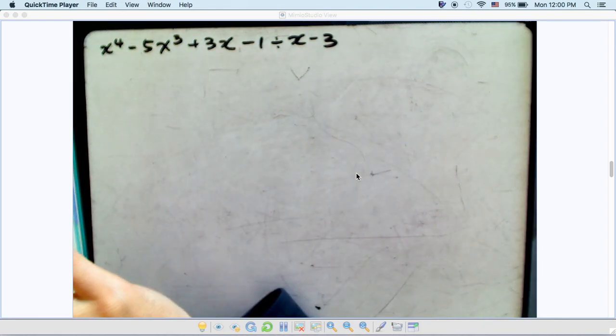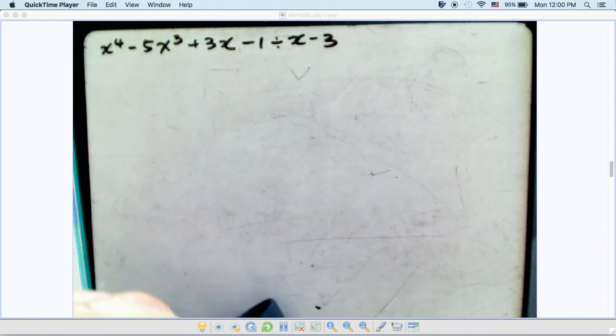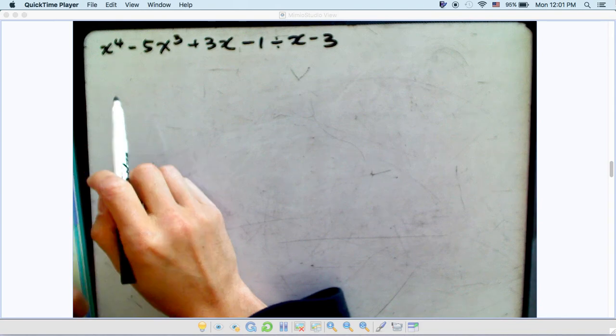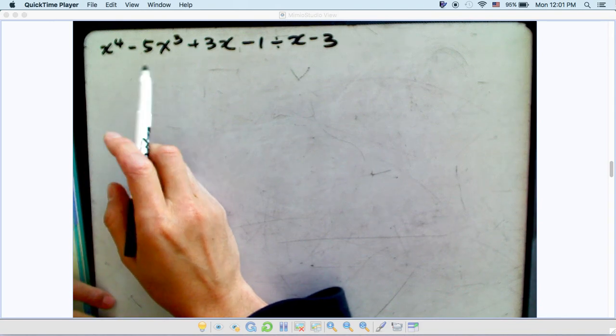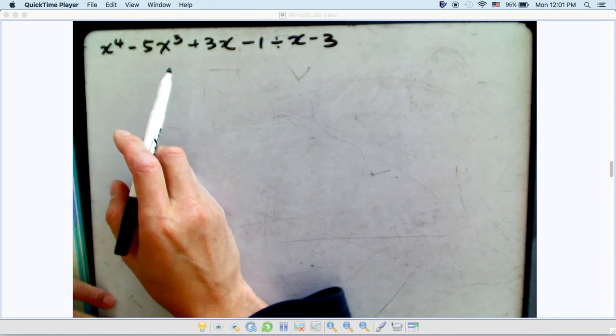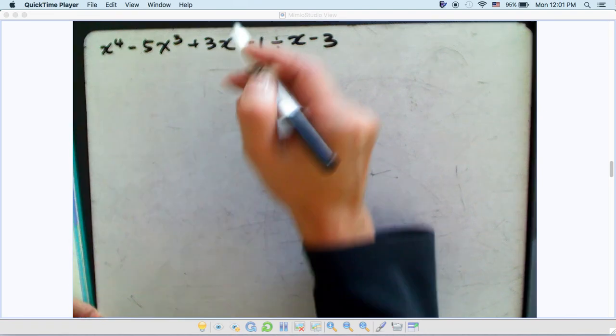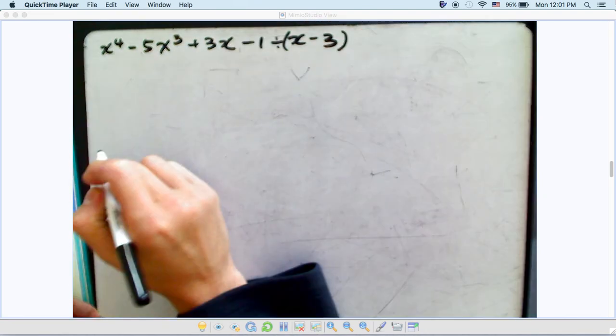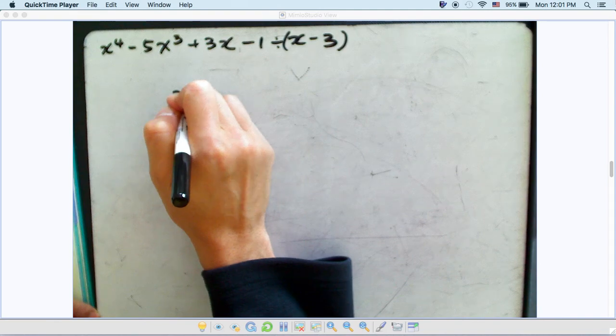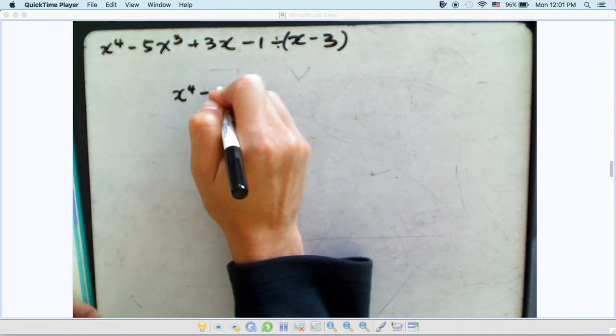Video is to review polynomial long division. So we want to solve x to the fourth minus 5x to the third plus 3x minus 1 divided by x minus 3. So we set up the long division just like all the fourth graders do.